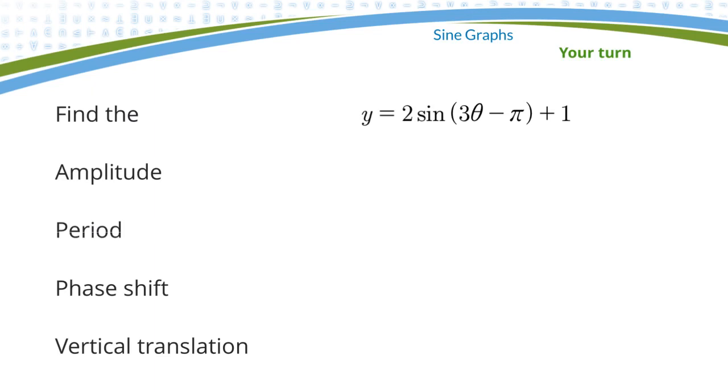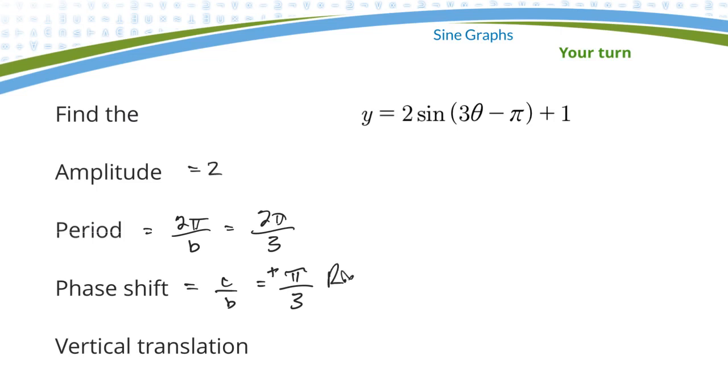Okay, hopefully you pressed play. Amplitude for this one is going to be 2. Period is always 2 pi divided by b. 2 pi divided by b in this case is 3. So the period is 2 pi over 3. The phase shift is c over b, and so it's pi divided by 3. So it's going to move things pi over 3. Since this is a minus, it's moving it to the right. Again, putting in a positive there indicates it's going to the right.